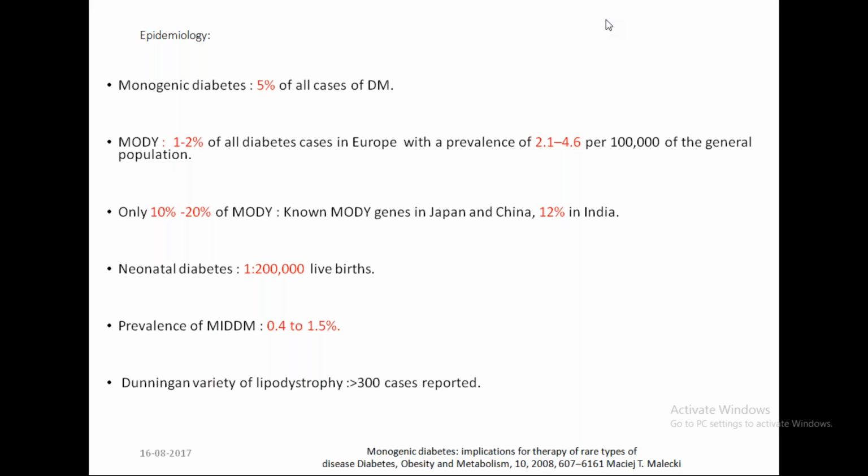Neonatal diabetes is around 1 in 2 lakh live births, and the prevalence of mitochondrial diabetes mellitus is 0.4 to 1.5%. And for lipodystrophy, more than 300 cases have been reported, just 300 in the entire world.